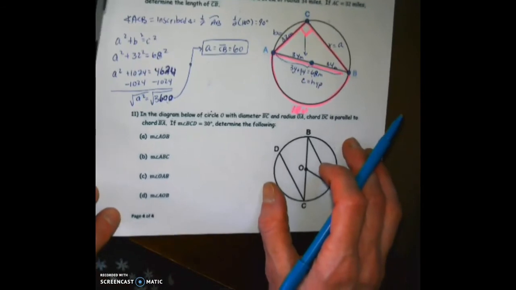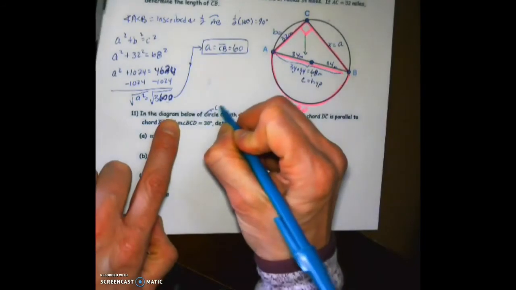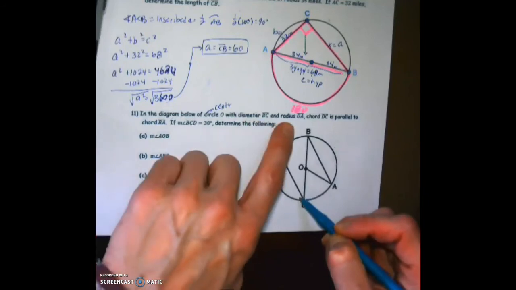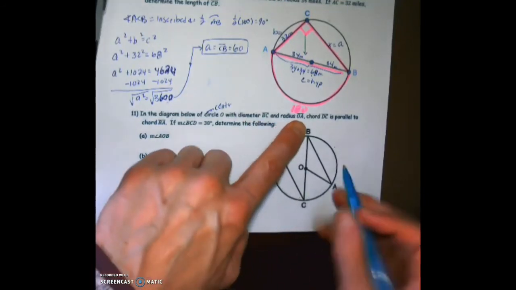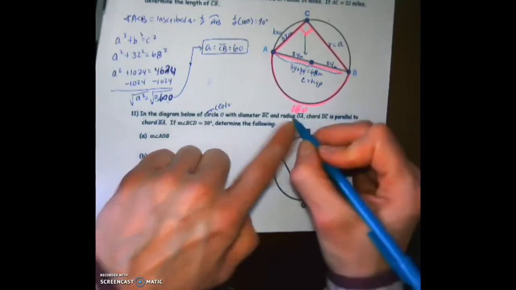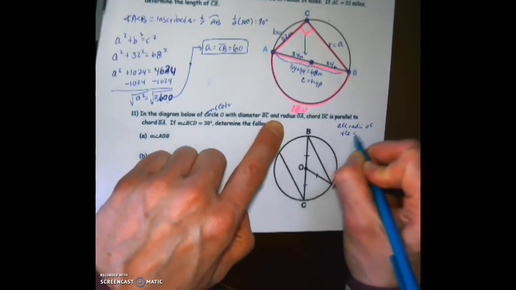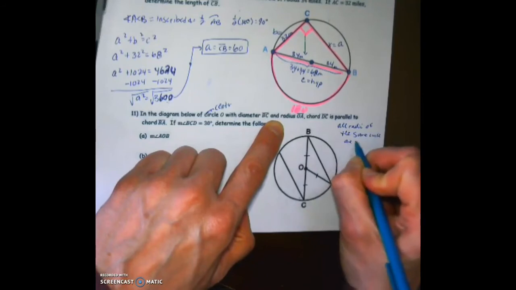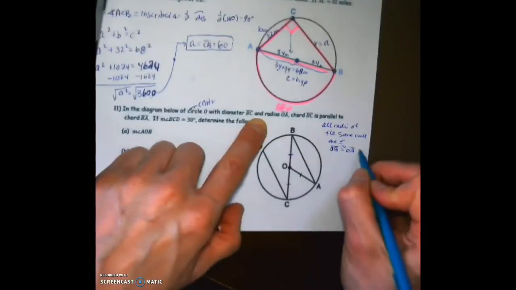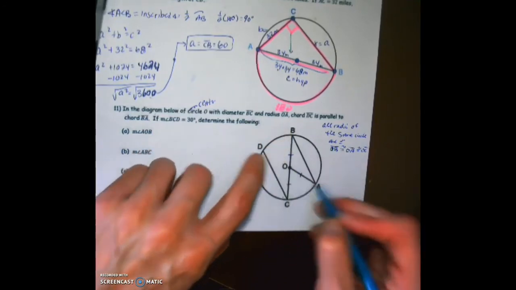Okay, one last question and you are done with Unit 12. In the diagram below of circle O, so by now you should know O is the center, diameter BC, and radius OA. So let's talk about this for a minute. All radii of the same circle are congruent. So OB is congruent to OA, is congruent to OC. All radii run from the center to any point on the circle, so these three radii are all congruent.